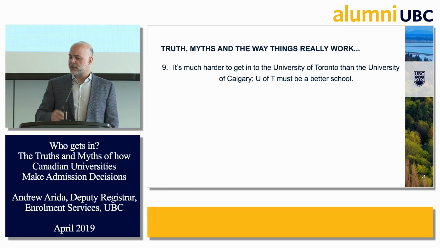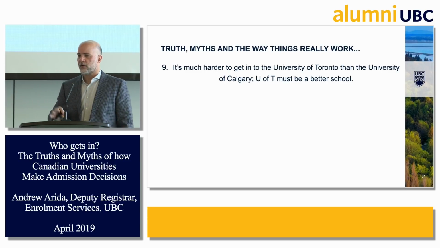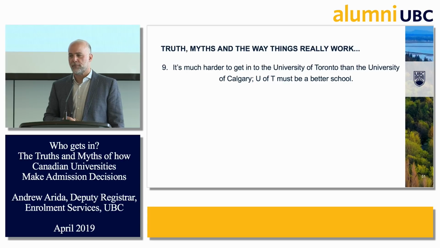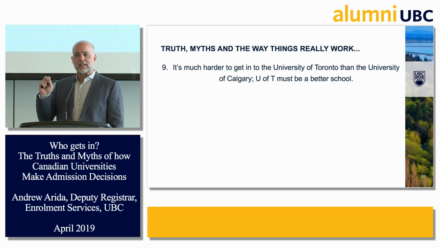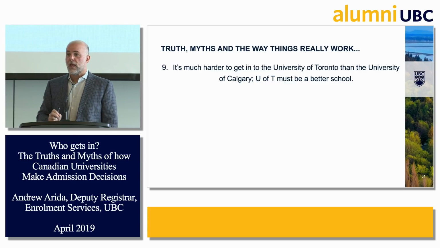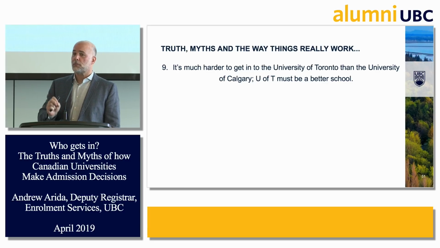It's much harder to get into the University of Toronto than the University of Calgary. U of T must be a better school. I put University of Calgary there because I did my undergrad there. It's not about the individual institutions, it's about asking, what does selectivity mean? Is it surprising that the most competitive universities in Canada tend to be in the big cities?